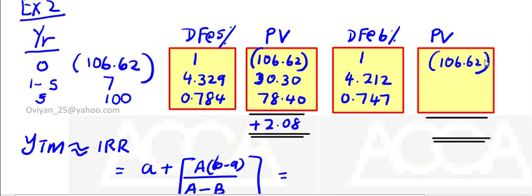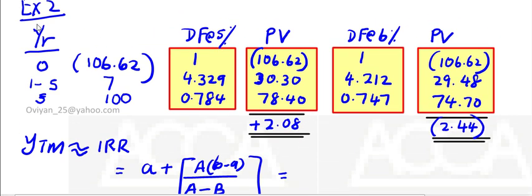So the first one is 106.62, and 7 times 4.212 is going to get you 29.48. 0.747 times 100 is going to give you 74.70. Taking away 106.62, this is going to give us negative 2.44. Is that clear? So one positive, one negative. Beautiful. The answer is in between.